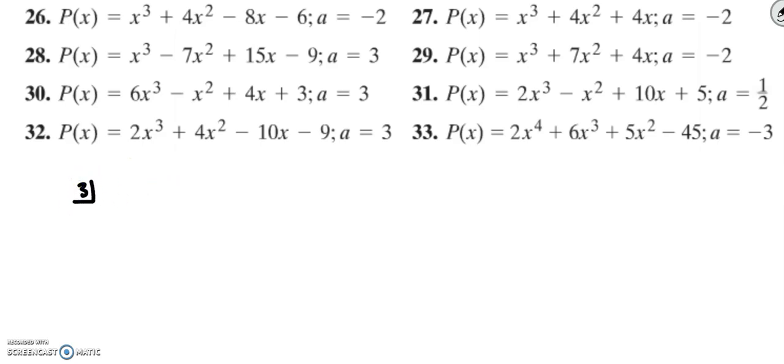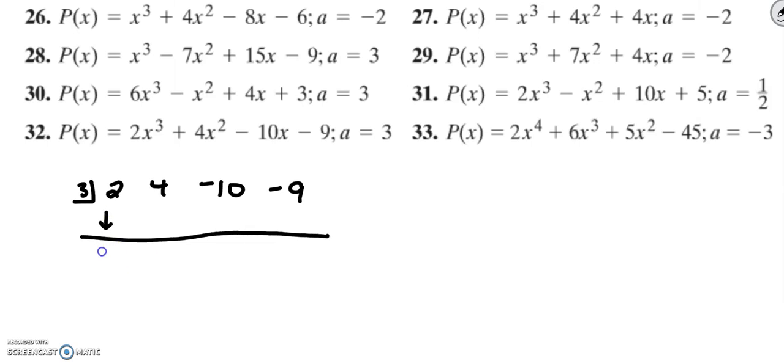Okay, so the first thing I'm going to do is put that 3 on the outside. And then I'm putting in my little box. Make sure everything is in order and that every term is represented. So then we have 2, 4, -10, and -9. As always, I bring my very first term down. Don't do anything with it.